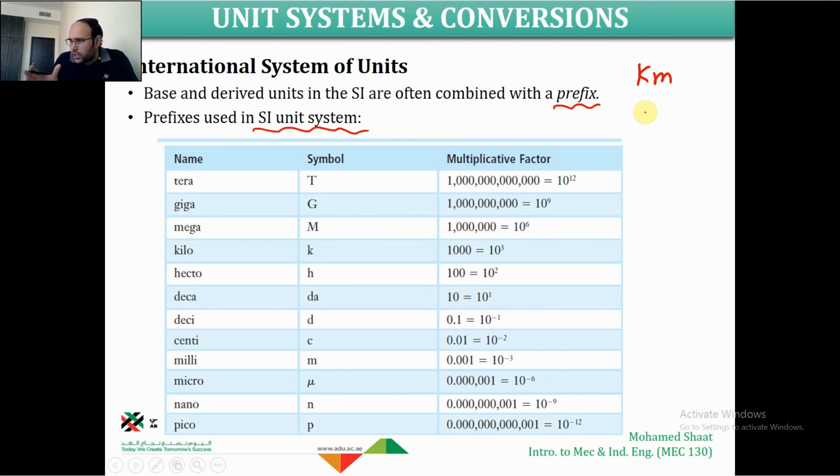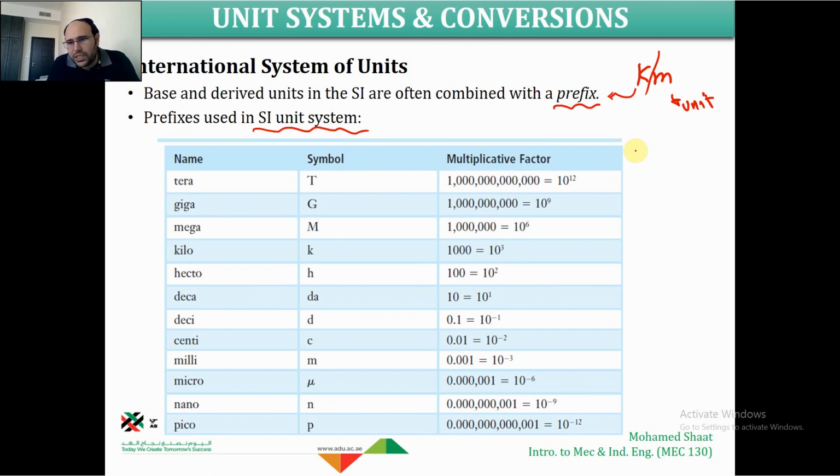This unit, it is a unit, yes, but this unit has two parts. One part is the prefix, the second one is the unit itself, which is meter. So the meter is a unit, but the K is not a unit. The K is a prefix for this unit. This prefix adds value to this unit. For example, like the kilo, it is equivalent to 10 power 3.